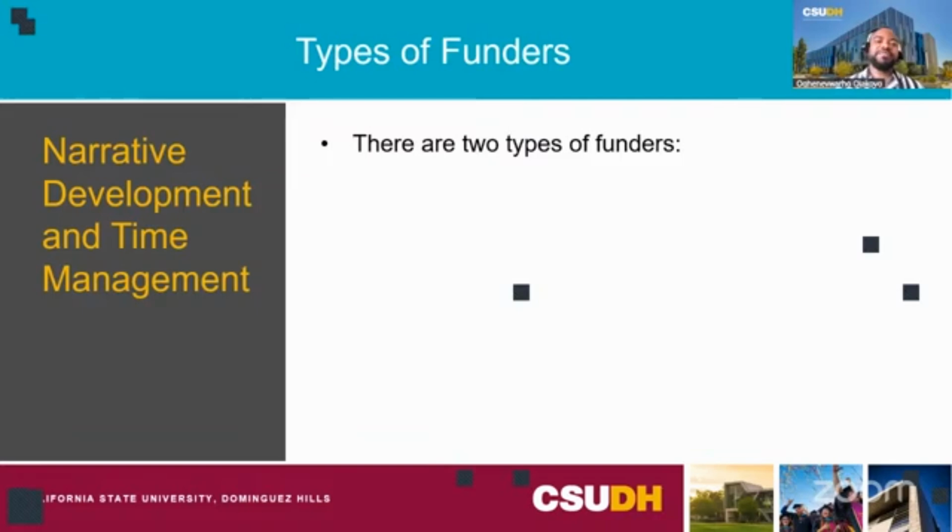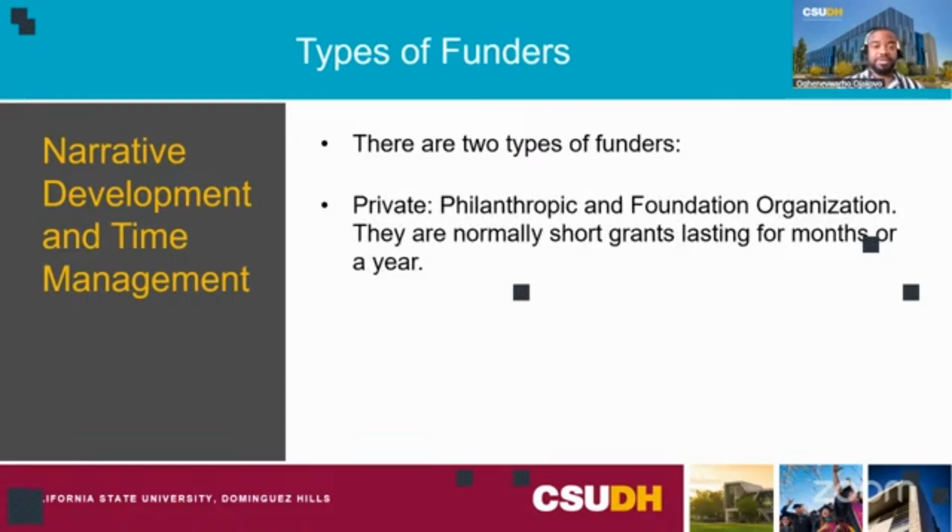So normally, when you're looking for funding for your proposal or for your project, there are two types of funders that are always available. One is the private funders, which are non-governmental organizations, and most times they are called philanthropic and foundational organizations. Most times they award grants, and their grants are very short. Sometimes it lasts for like 4 months or a year. So those ones are very short, they are very concise.